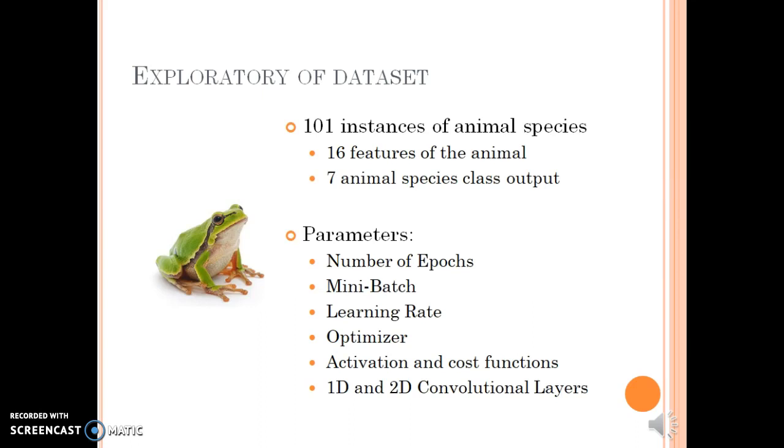To run the module, I would consider the parameters below, such as number of epochs, mini-batch, learning rate, and different kinds of activation cost functions using ReLU or softmax. And for the advanced neural network, I'd like to compare the 1D and 2D convolutional layers.